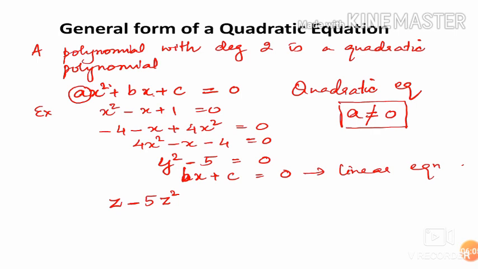What about z minus 5z square equal to 0? Is this a quadratic equation? Yes, the constant term here is 0, but the degree of the polynomial is still 2. With this knowledge, let us identify whether these equations are quadratic equations or not.